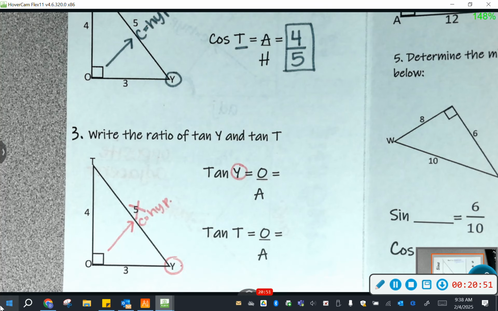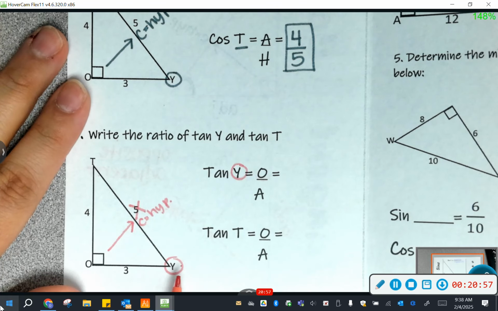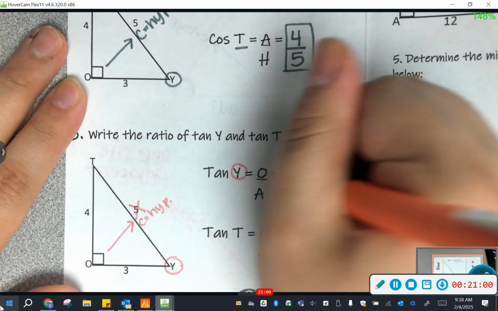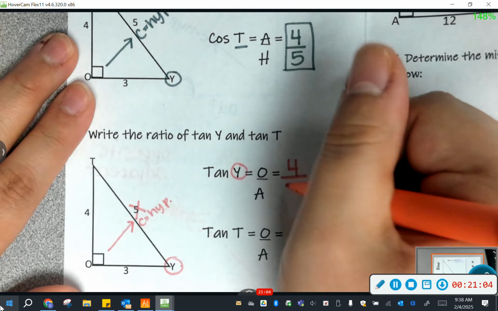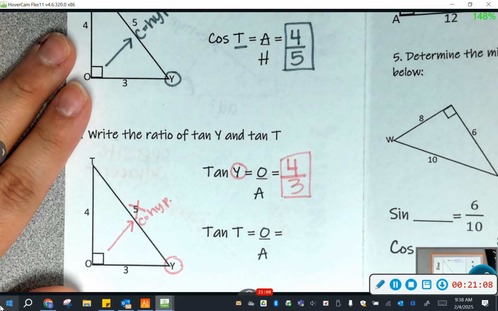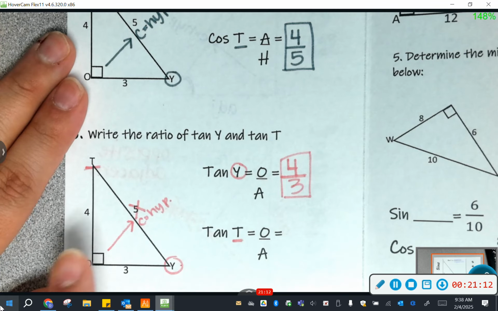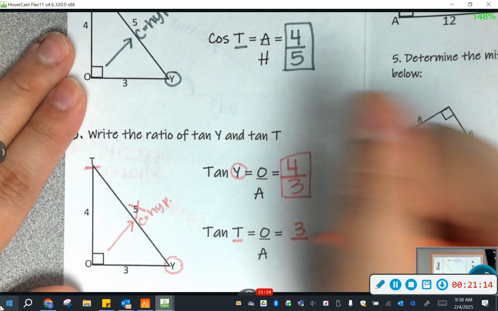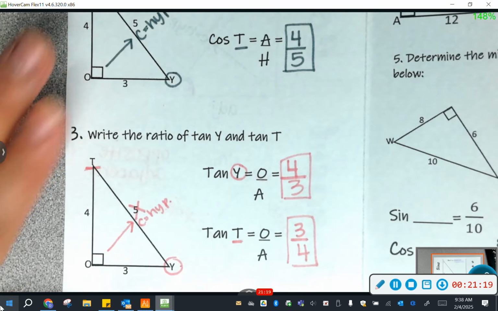I'm looking around and I don't see very many pencils writing. So, tangent of Y. What is opposite of Y? 4. What is right next to Y? What's adjacent to Y? 3. 4 over 3 is my answer. T. What's opposite of T? 3. What is right next to T? 4. So it just switches.